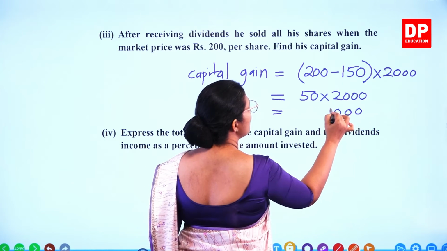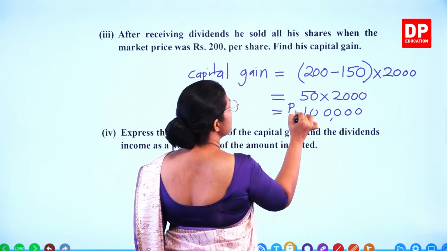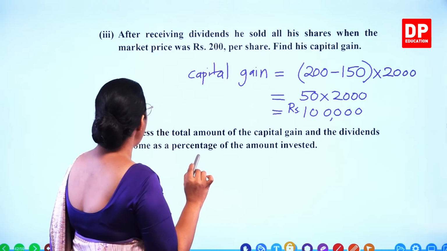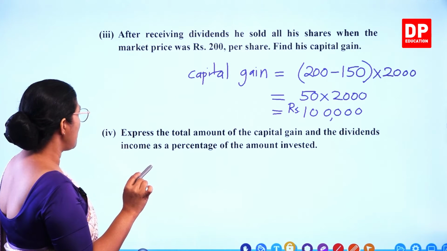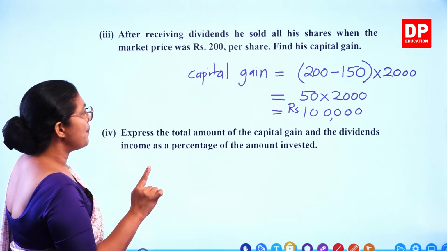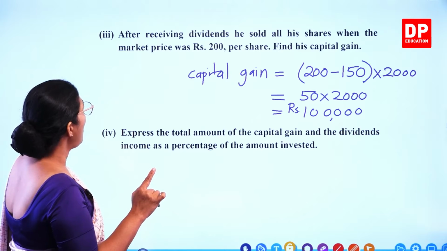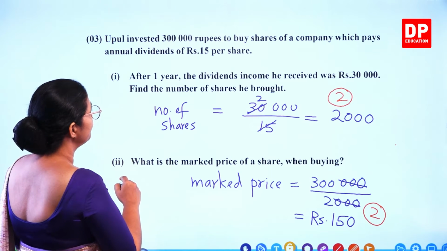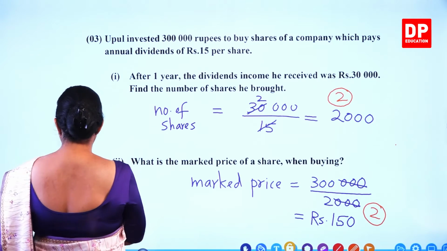1, 2, 3, 4, 5 times 2, 10. 100,000 rupees is the capital gain. Then the next part: express the total amount of capital gain and the dividend income as a percentage of the amount invested. So the capital gain is 100,000 and we found the dividend income. Dividend income he received 30,000.